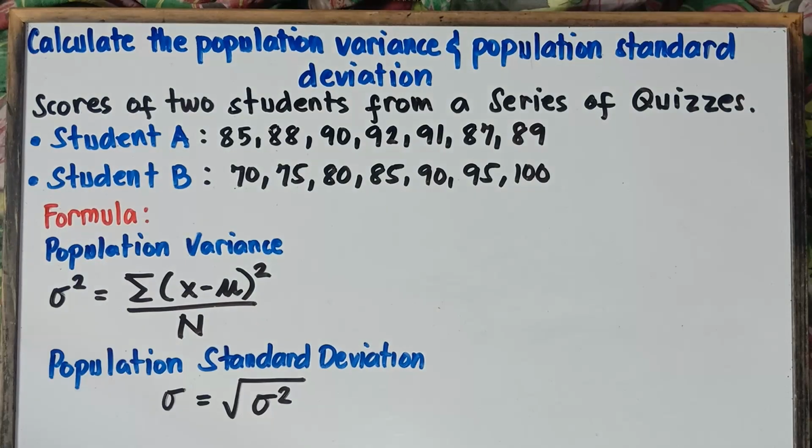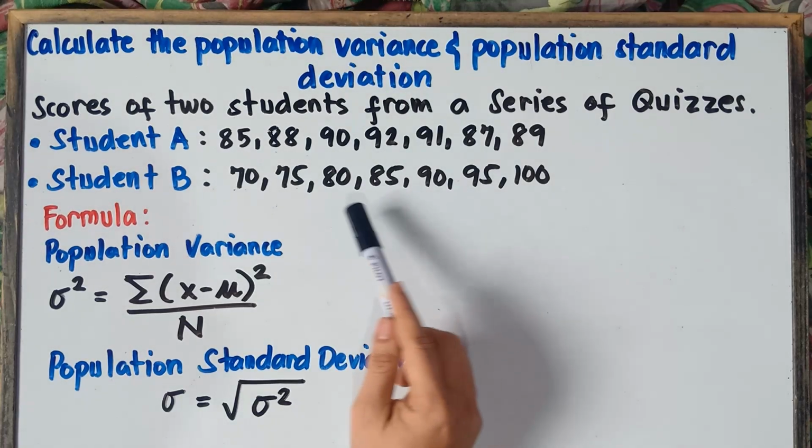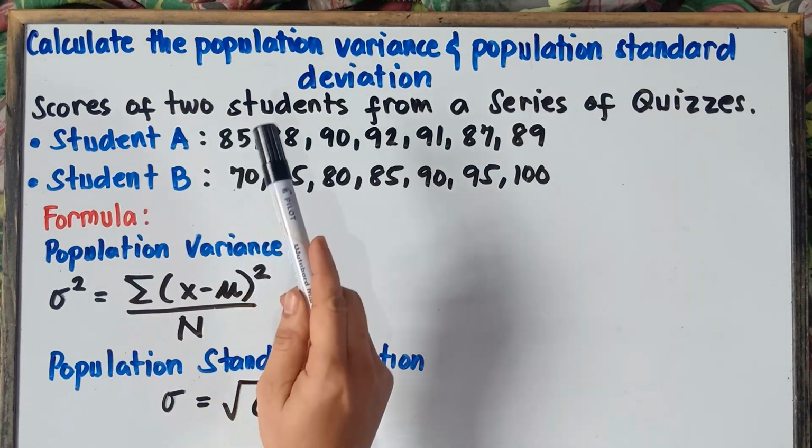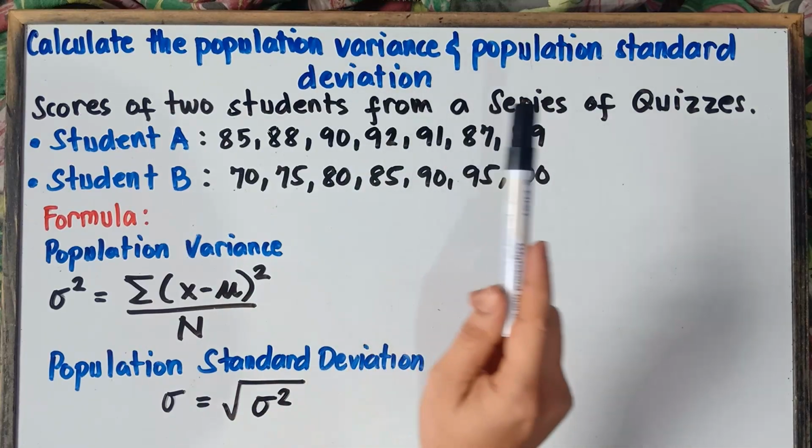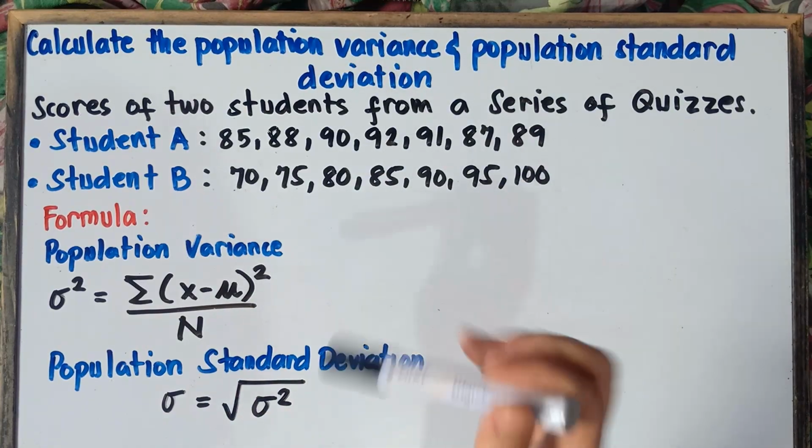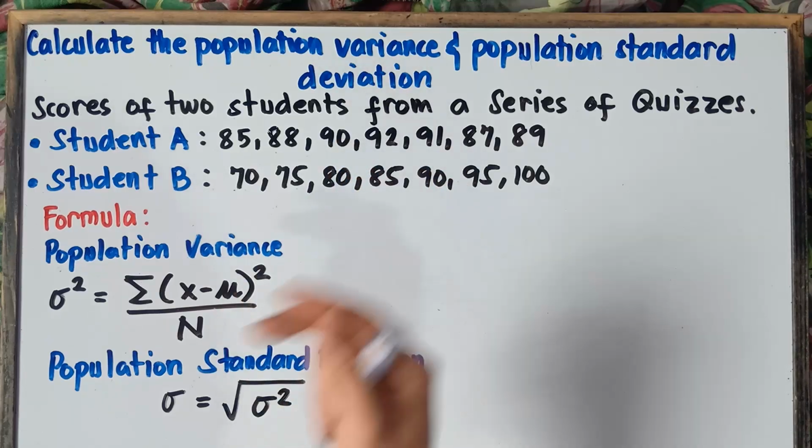Now, question, sir: with regards to this given example, are we using the population standard deviation and the population variance? Yes, you are using the population variance and the population standard deviation. Question, sir, why is that? Because based on the given, we have scores of 2 students from a series of quizzes. Once again, we only have 2 students, and this will be the score.